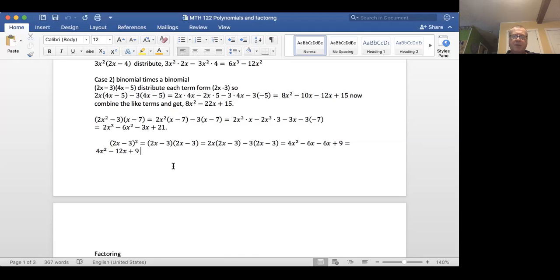Watch out when we have something like the quantity 2x minus 3 squared. This means we write the 2x minus 3 multiplied together twice. We don't take 4x squared and minus 9. That doesn't work. That's not what's happening here. You can't move this exponent in when we have subtraction or addition here.